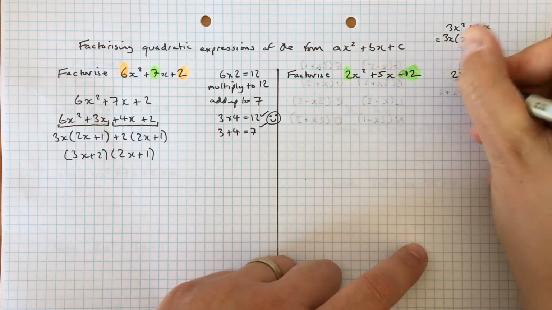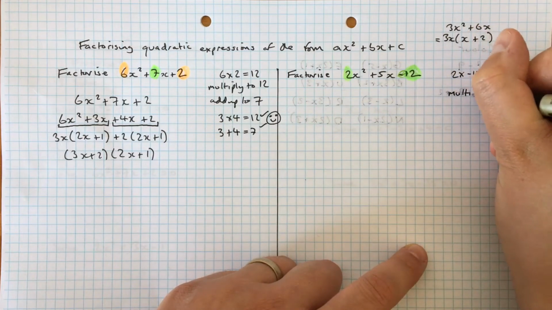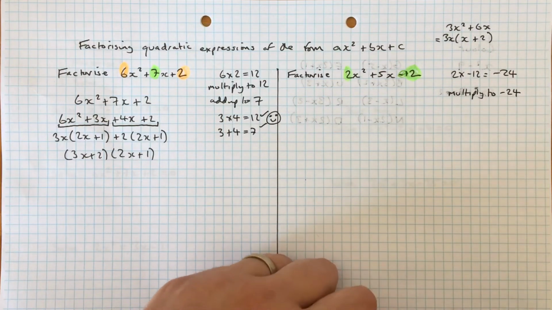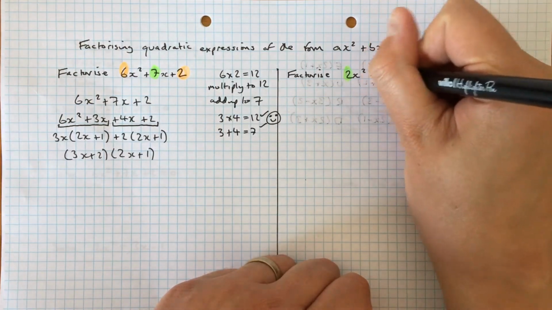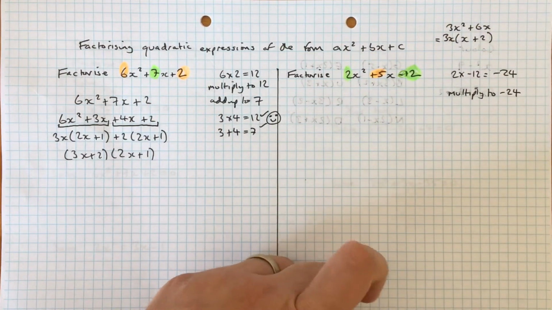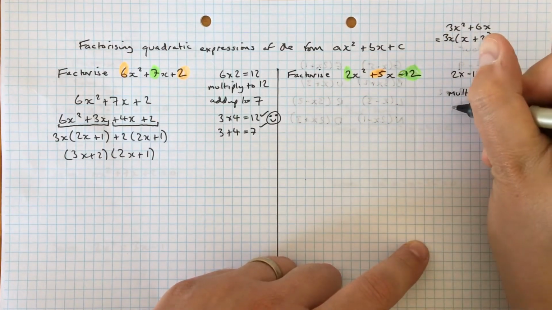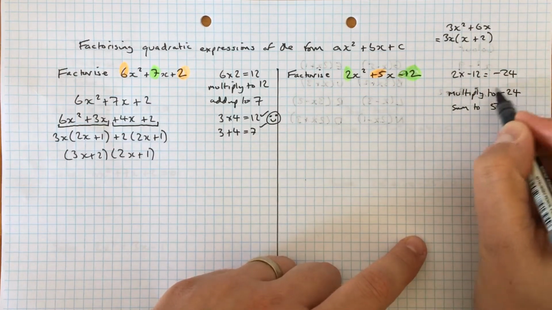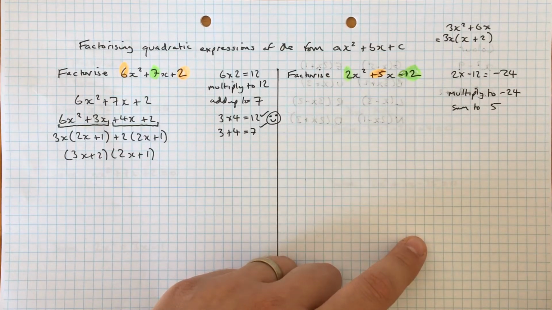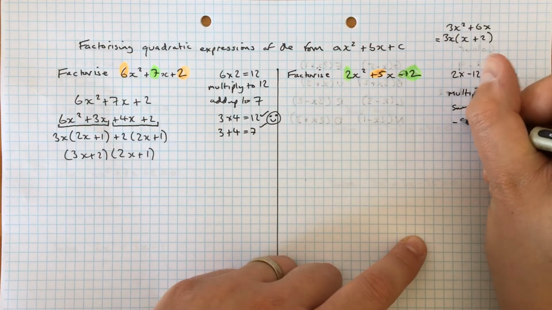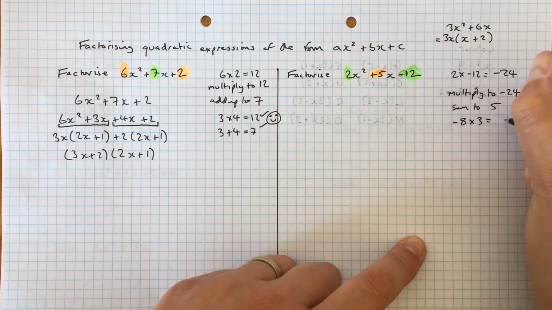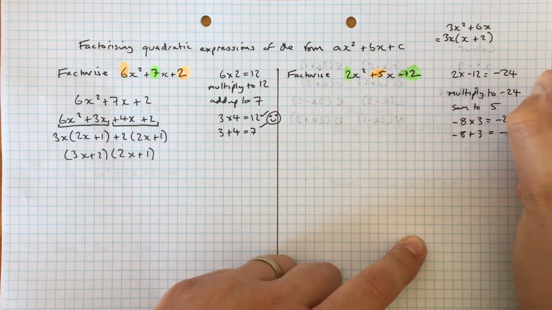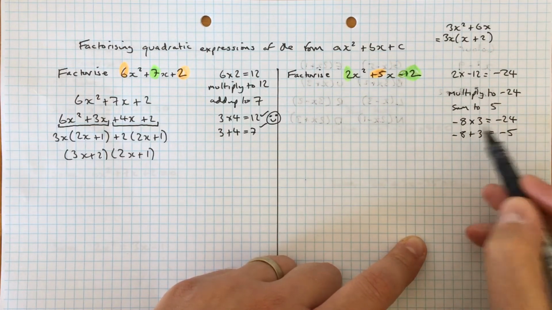So I'm looking for two numbers now that multiply to minus 24, and we want them to sum to positive 5. So again, I'm going to start listing pairs of numbers that multiply to give me minus 24. I could try minus 8 and 3. Minus 8 times 3 is minus 24. Minus 8 plus 3, however, gives me minus 5. That combination of minus 8 and 3 hasn't worked.